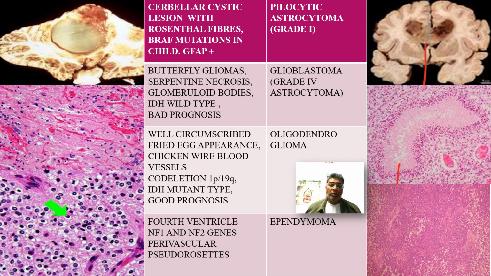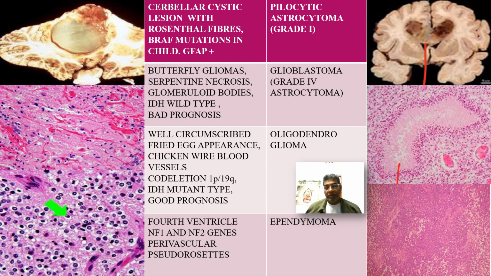Coming to oligodendrogliomas, they are well circumscribed lesions. They have a fried egg appearance and chicken wire blood vessels, and these are because of co-deletion of 1p or 19q, and the mutation involved is IDH mutant type. These have a good prognosis. IDH wild type has bad prognosis and results in glioblastoma. Oligodendroglioma IDH mutant type, good prognosis.